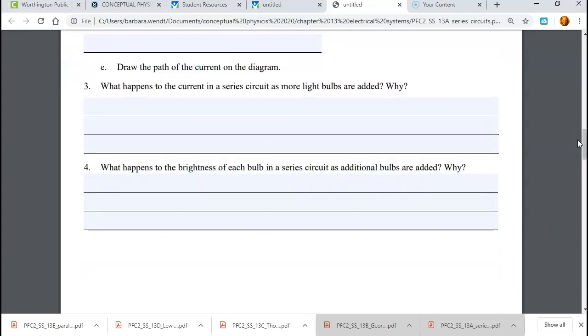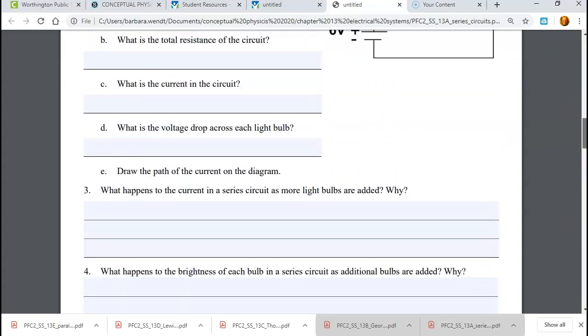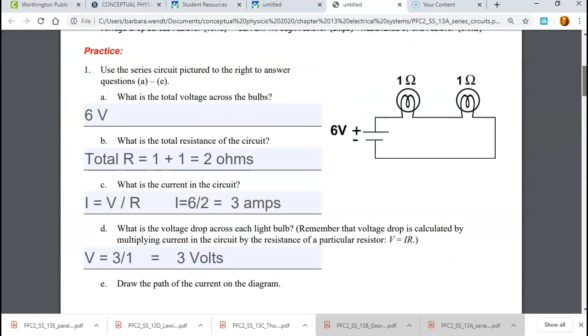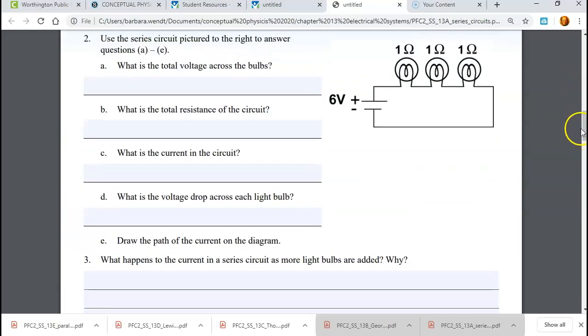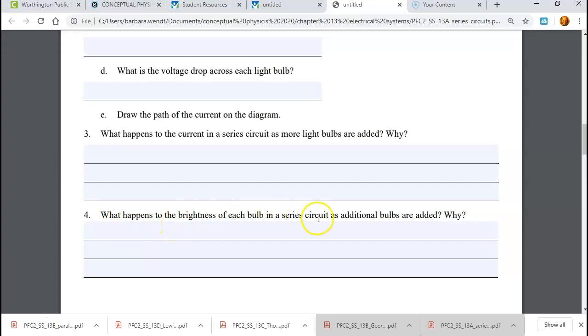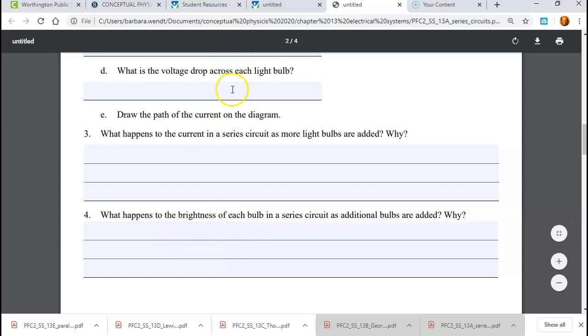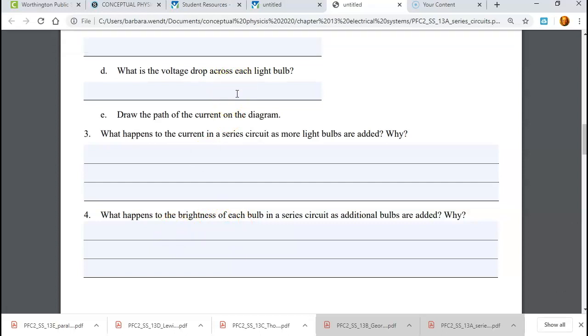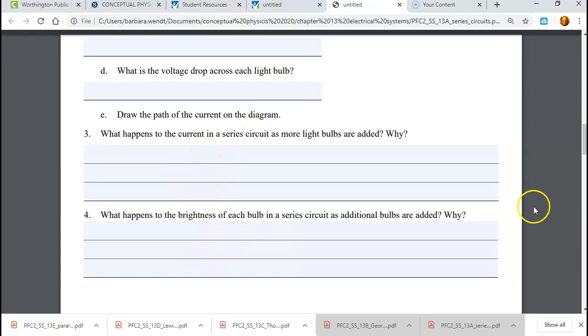Now, number 3, what happens to the current as more light bulbs are added? Well, compare. Our current with 2 light bulbs was 3 amps. Figure out what your current here was, and then answer the question. Does the current get bigger, smaller, or stay the same? Okay, and then what do you think is going to happen to the brightness of the bulbs? So more current would give you a brighter light bulb. Less current would give you a dimmer light bulb. So what do you think is going to happen to the brightness? So after you do this problem, you're going to have to compare your first problem to your second problem and then answer these two questions.